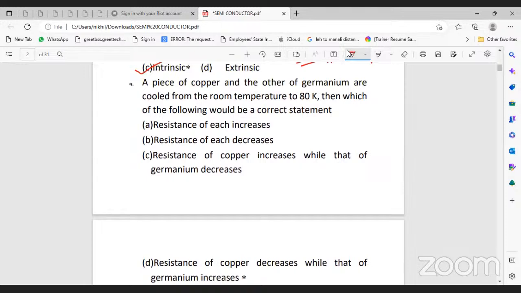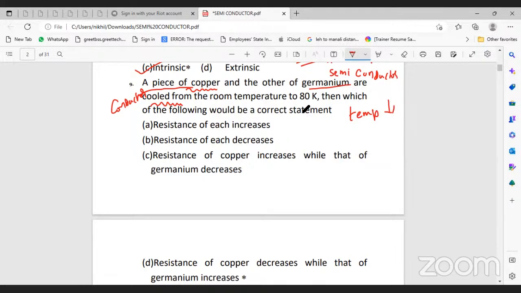Okay, come to this. There is a piece of copper. You know that copper is a good conductor. And another one is germanium. Germanium means it is a semiconductor, isn't it? Yeah. Now, these two substances are cooled. Cooled means temperature is decreasing.